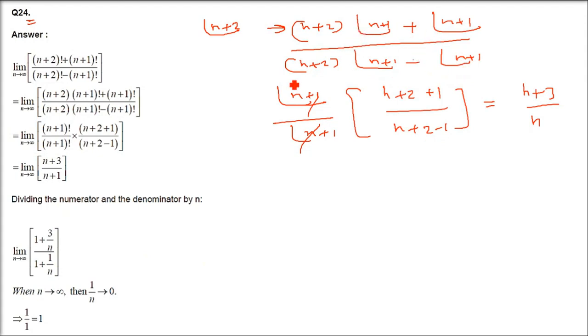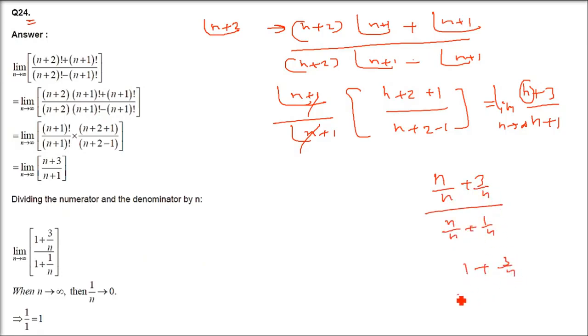Finally, this factorial we have eliminated, and now we have (n+3)/(n+1). Now when you apply n tends to infinity, it will be infinity by infinity, which we cannot deal with. So we take the highest power, which is n to the power 1, and divide every term by n. So you have (1 + 3/n) over (1 + 1/n). This 3/n is going to be 0 and this 1/n is going to be 0, because n is infinity. So 1 by 1 is 1. So 1 is the answer.